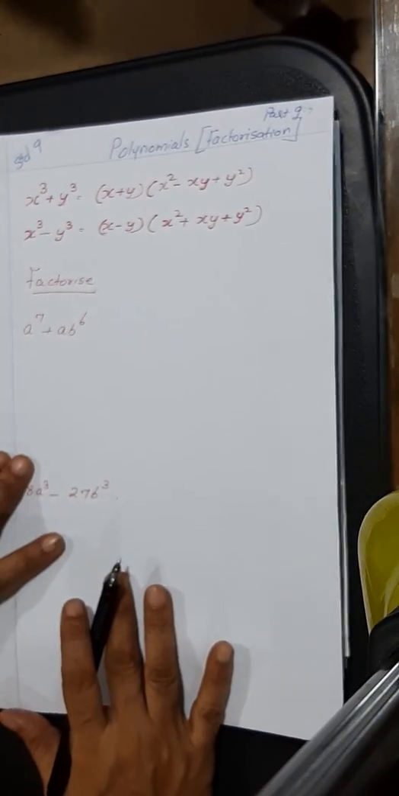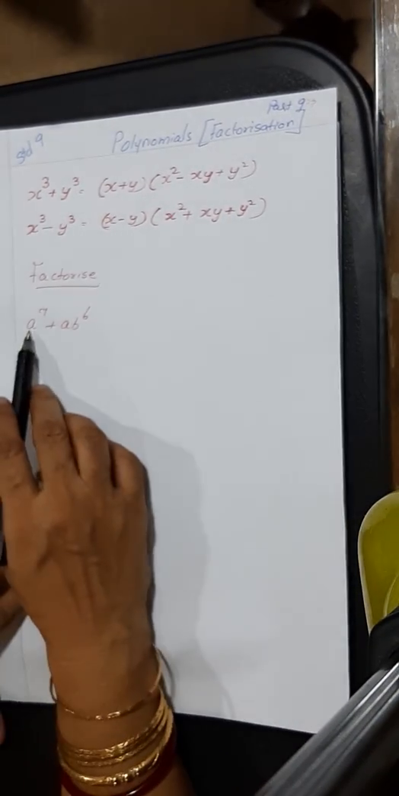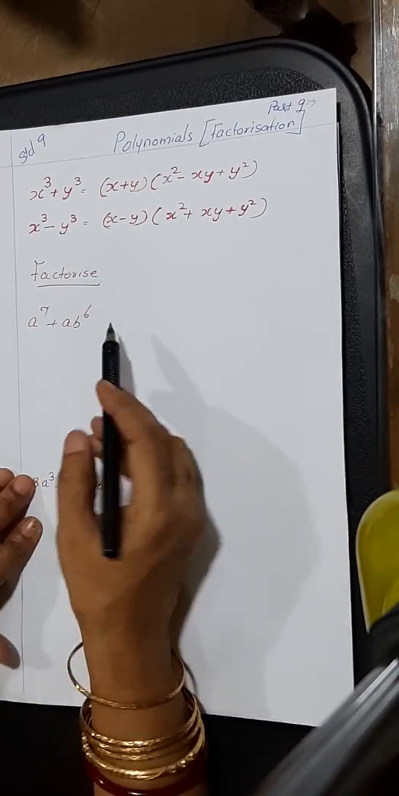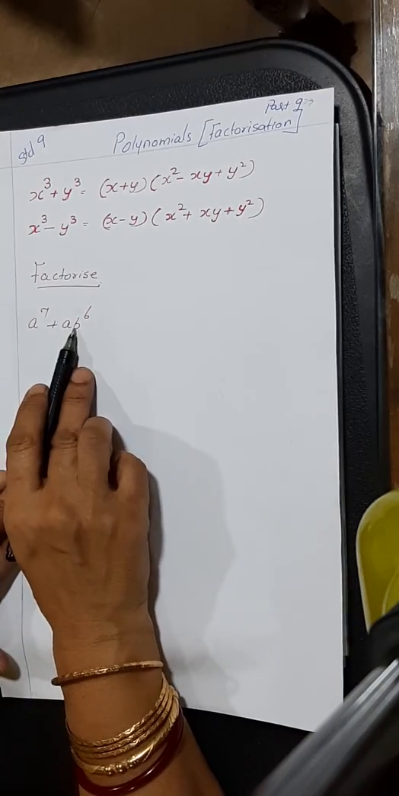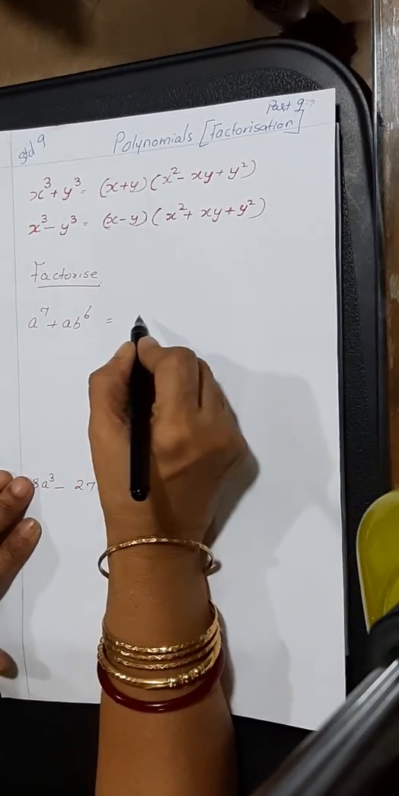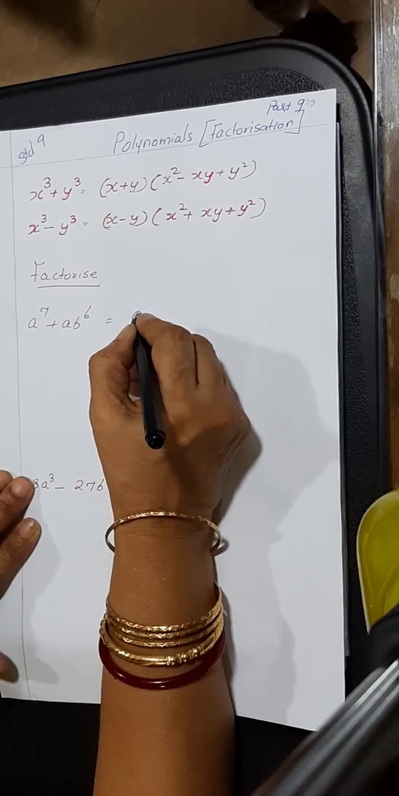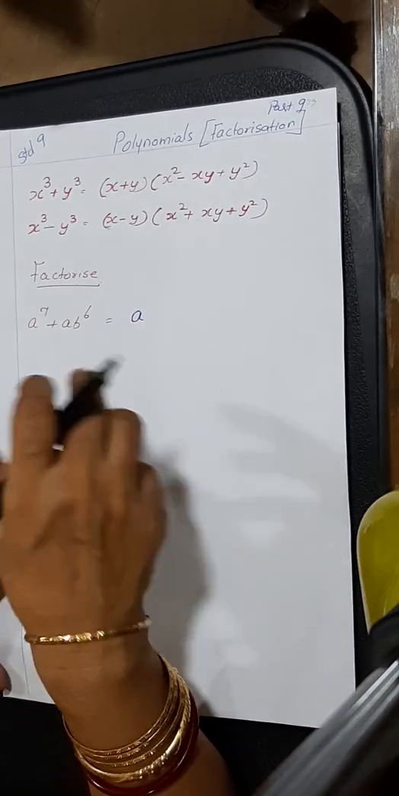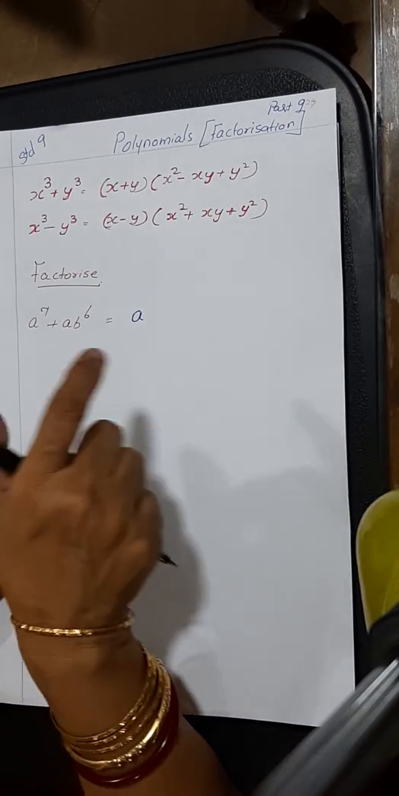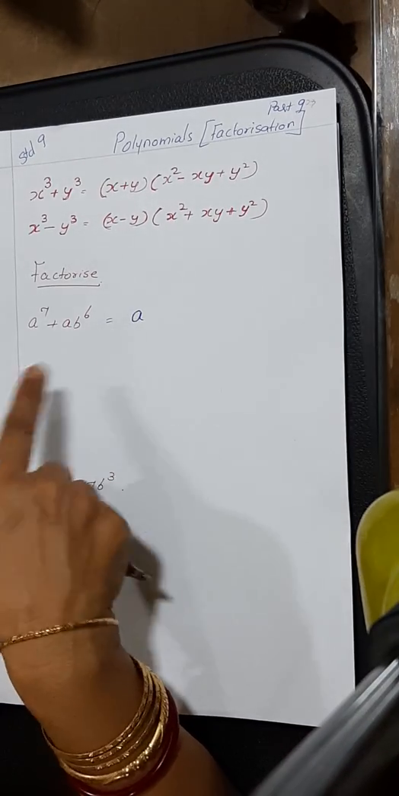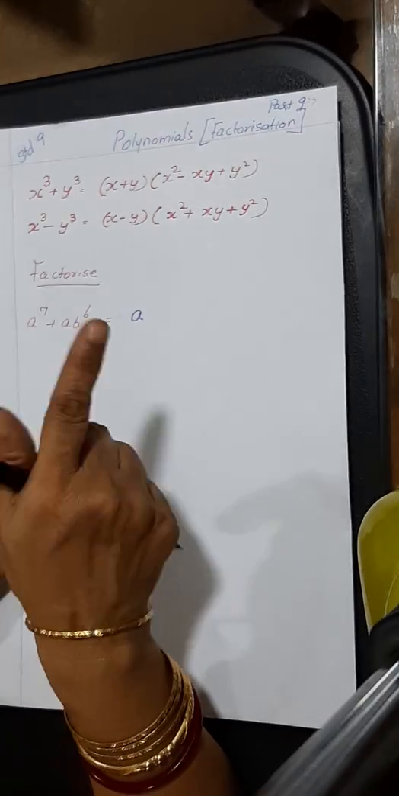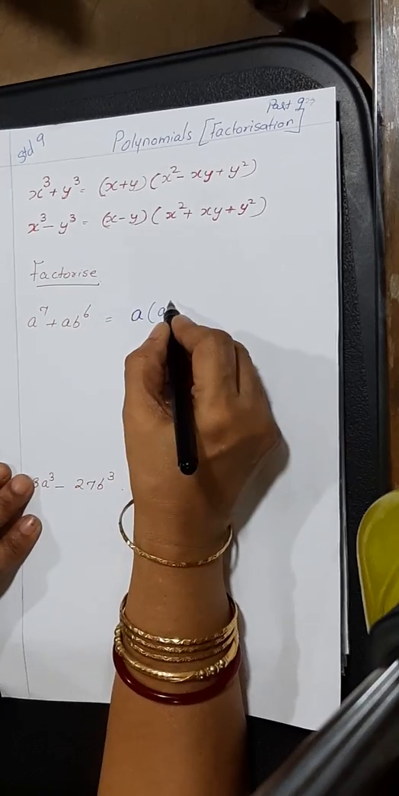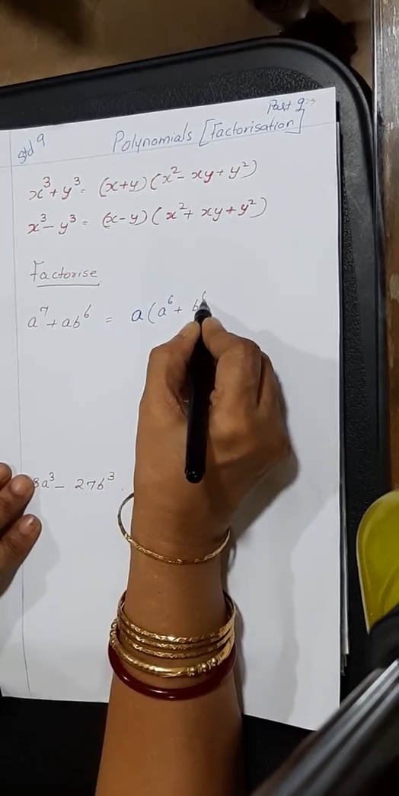Now we will do the factorization. A to the power of 7 plus AB to the power of 6. First we have A as a common factor in both the terms, so you can first check out A. Any problem which is given, before factorizing itself, if you have any common factors in all the terms, you should first check it out and then only start factorizing, otherwise you will not be able to get the answer. Now it becomes A to the power of 6 plus B to the power of 6.